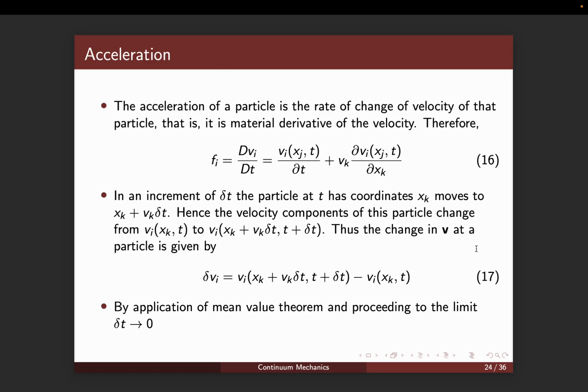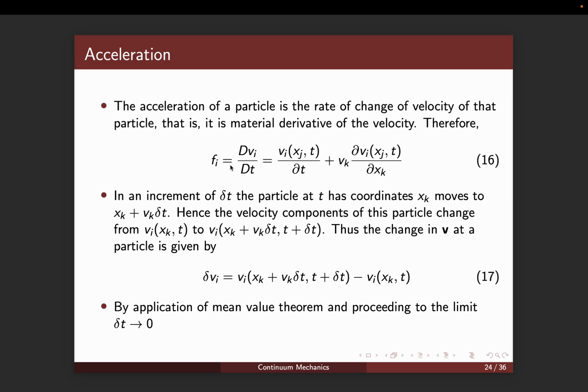So now let's find the material derivative of the velocity, and what expression you get for it. The acceleration of a particle is defined as the rate of change of velocity, that is, the material derivative of the velocity. So we have two terms, one is the derivative with respect to t, and the other is the velocity times the derivative of the velocity with respect to spatial coordinates. So this defines the acceleration of the particle.